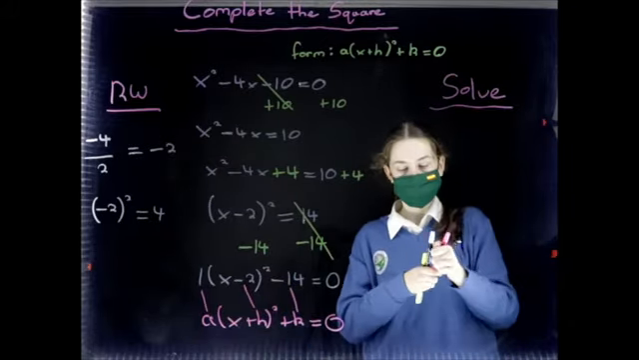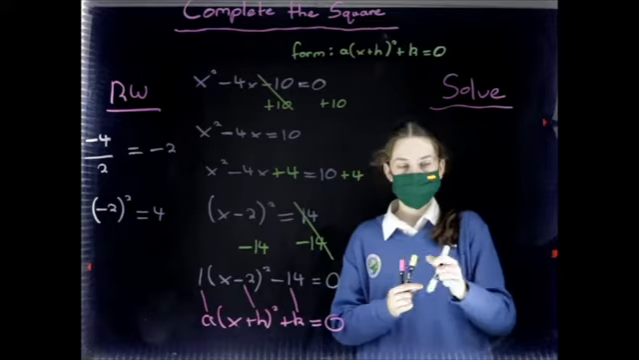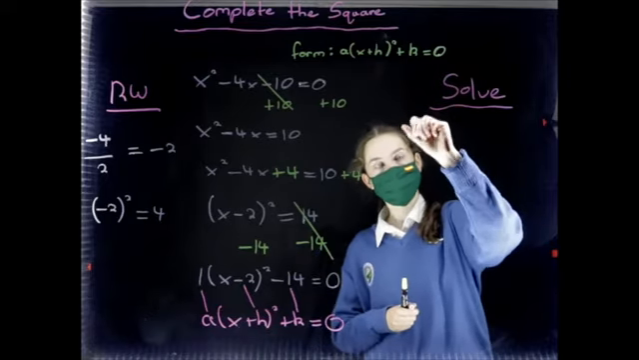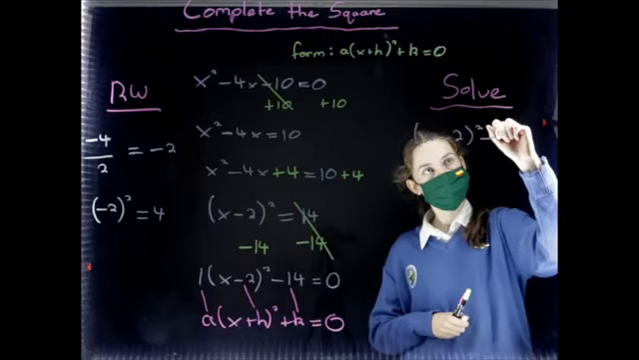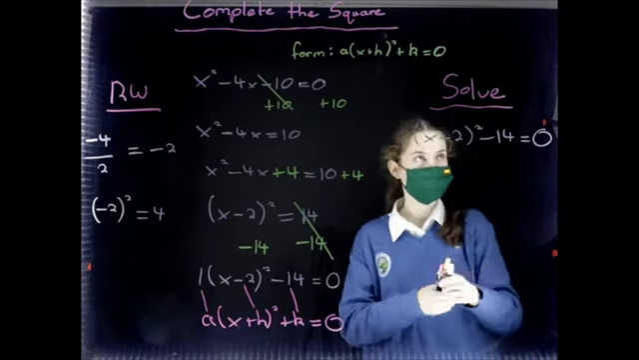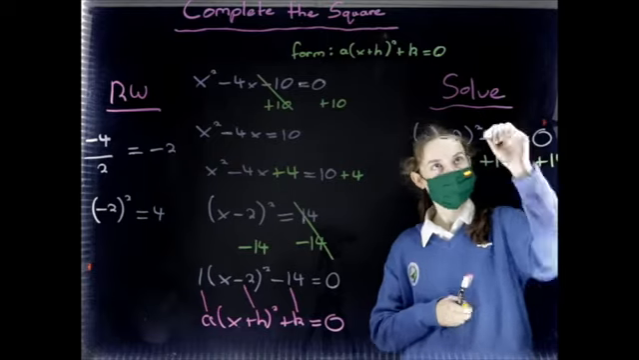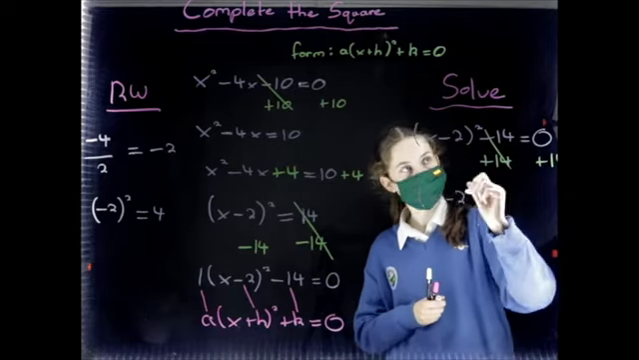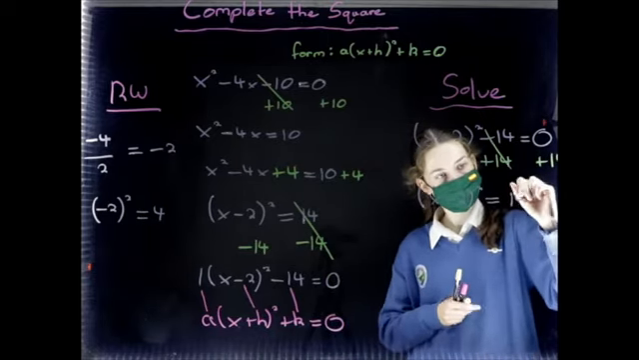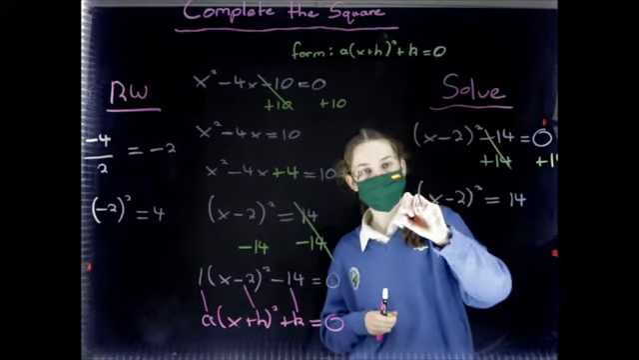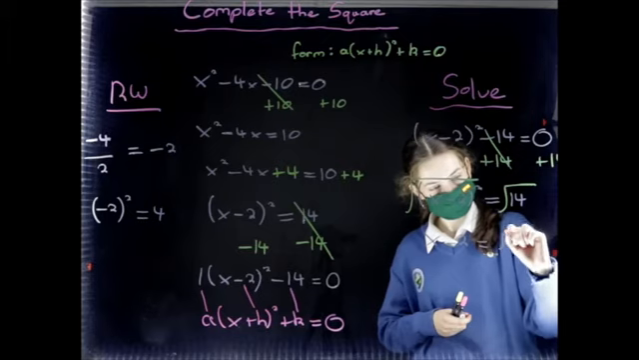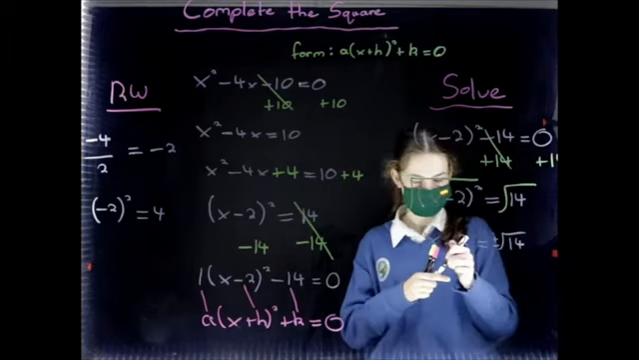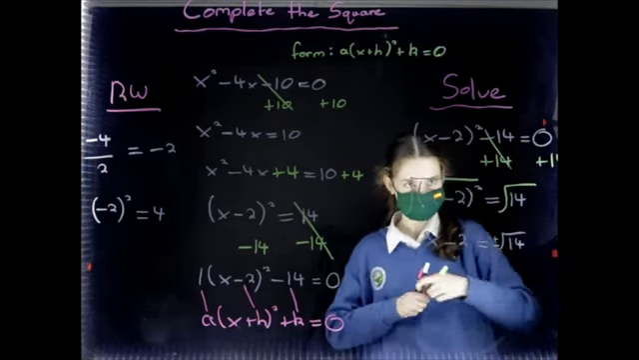Now use this to find our points on the graph. So we start by moving the constant back over by adding 14. We then must remove the square. So to do this, we square root both sides. We then end up with x minus 2 equals plus minus square root 14.